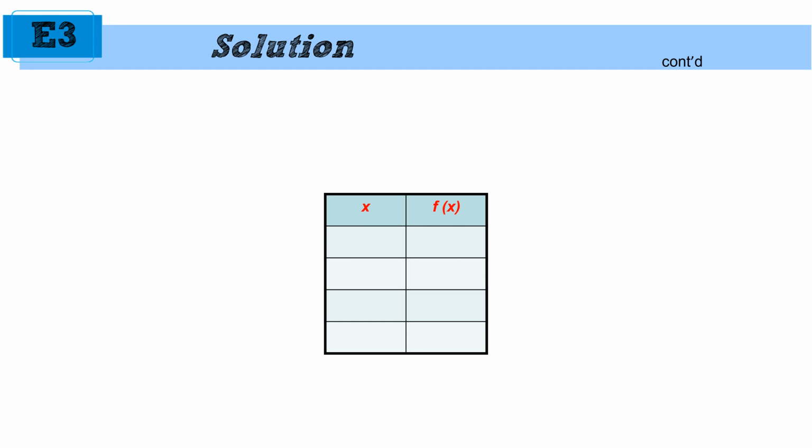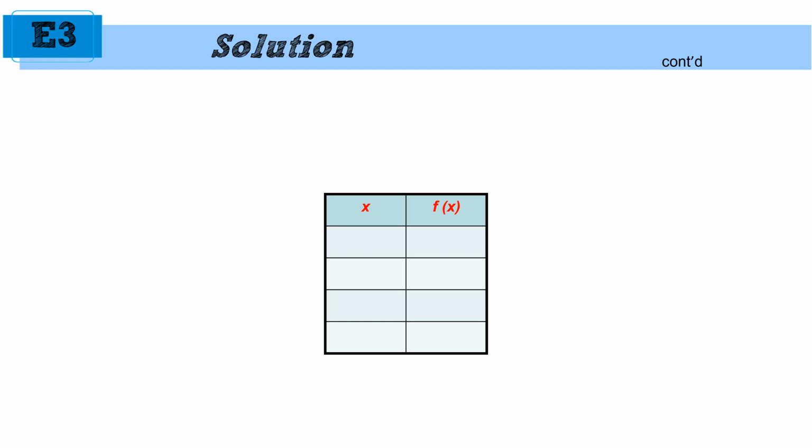Sorry? 7 for -1? Yeah. Okay. And 0? 0. 1? -1. And 2? 16. How much? 16. Whoa. 16. All right.